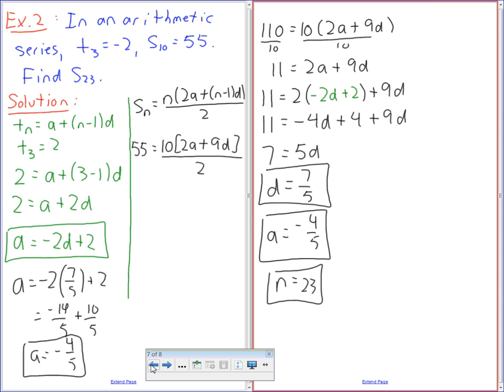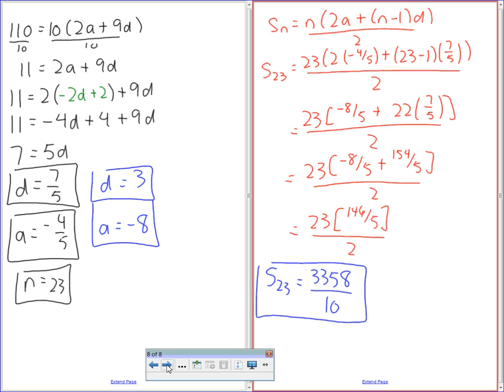Okay, while I think over in my mind what happened here. Now I see what happened. I'm not going to fix it here, though. T3 should have been negative 2, which would have fixed up my whole answer. The answer should have been, if you're curious, a should have equaled negative 8, d should have equaled 3, and hopefully that's what you got for yours. And that makes the answer a whole lot nicer, and therefore S23 should have been a lot nicer.